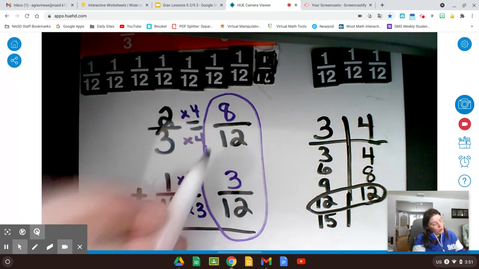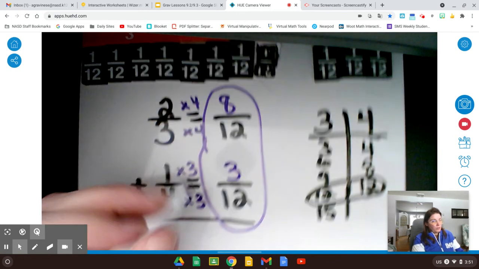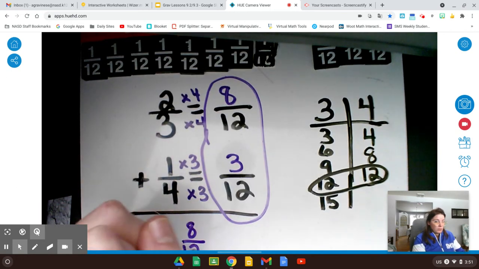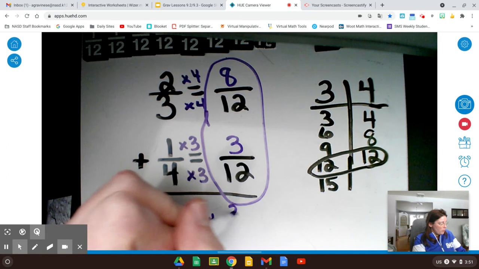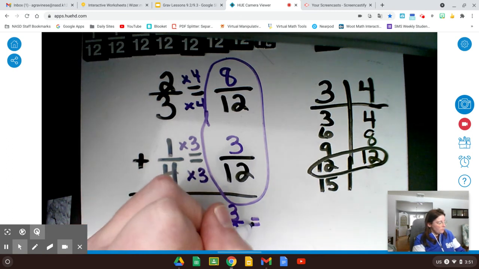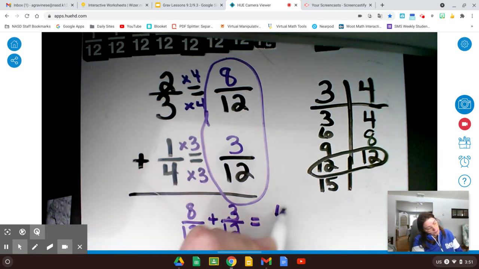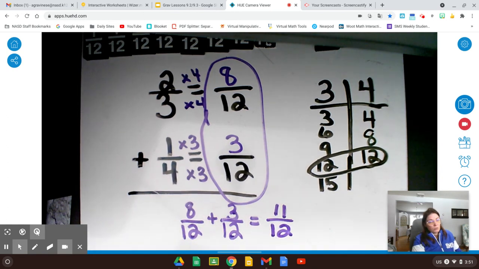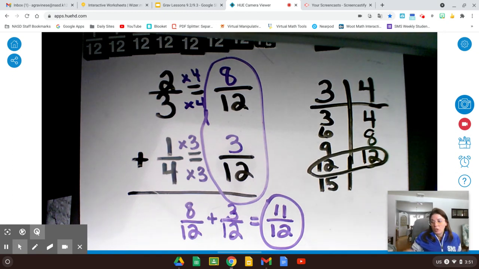Step 4, almost there. Add your fractions. 8 12ths plus 3 more 12ths. 8 plus 3 equals 11. Keep the same denominator. Can I simplify? I cannot because they are in only the 1 times tables. So I get 11/12.